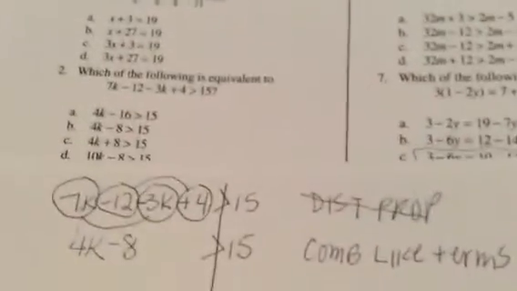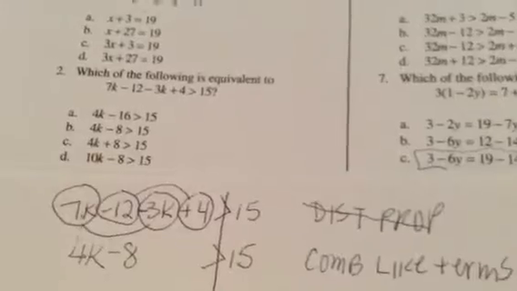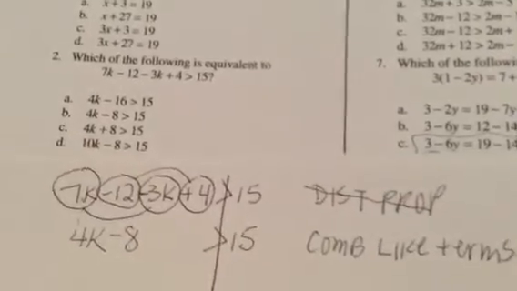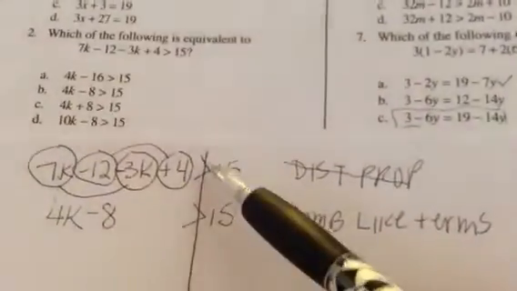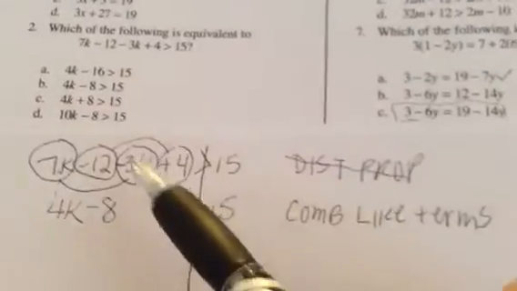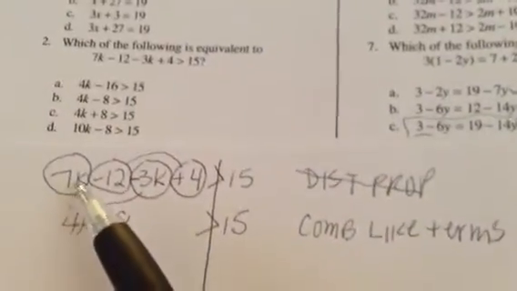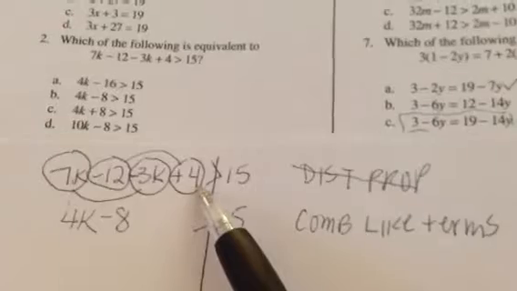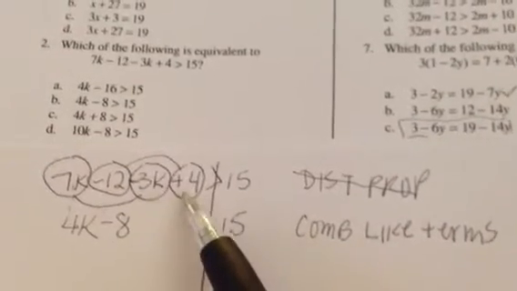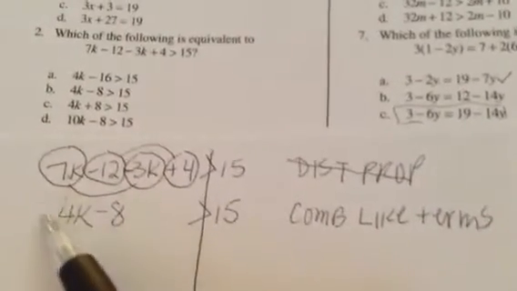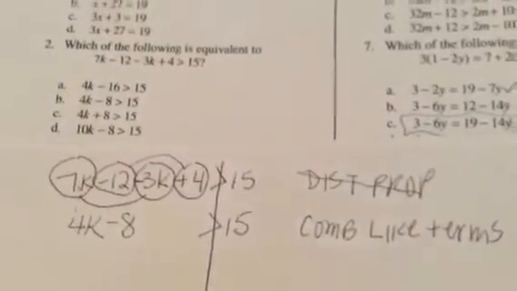Let's see if we see this answer. Looks to me like it's letter B. And look at that. We didn't have to do anything with this inequality symbol because we were just simplifying. I didn't change the value of this side of the equation, or I'm sorry, this side of the inequality. I just simplified it. I didn't change the value of anything. Okay, let's try number 3.